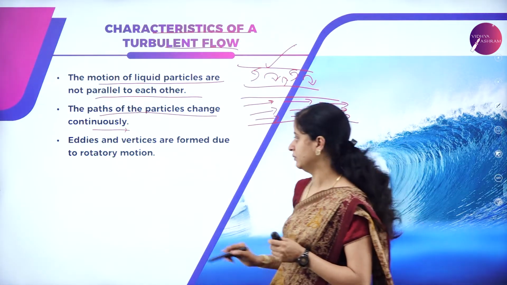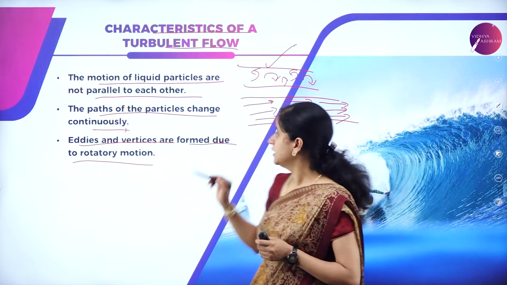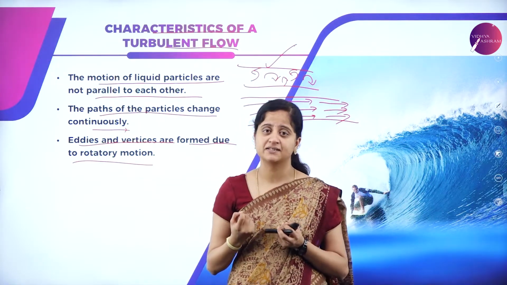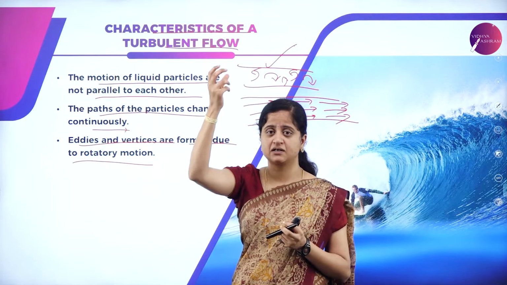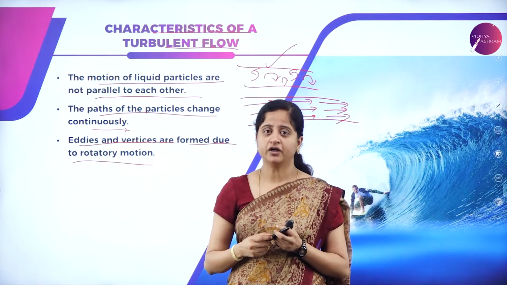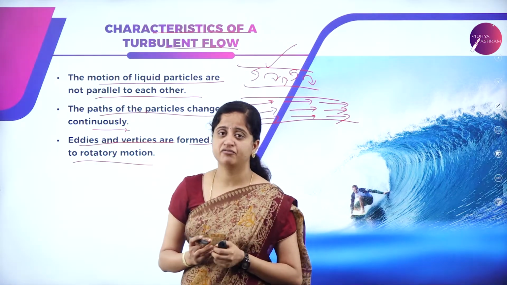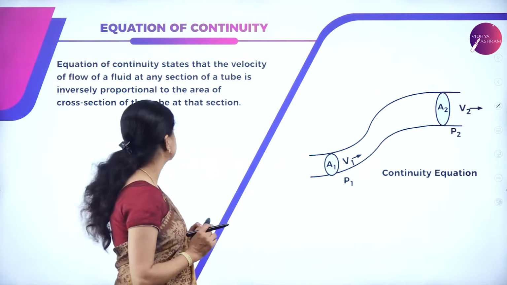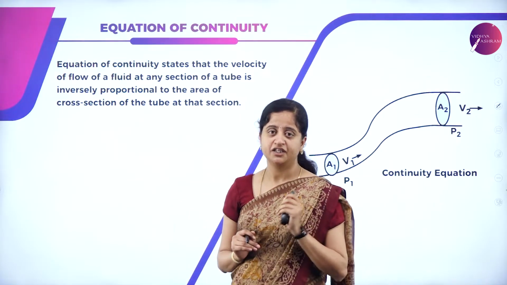the turbulent flow. Eddies and vortices are formed due to the rotatory motion. Because of this rotatory motion of the particles, we can observe the eddies and vortices, which means not a smooth flow. We can all observe this in forcefully flowing water. We can also observe the formation of these eddies and vortices. They can form due to this rotatory motion of fluid particles. So these are the major differences between streamline flow and turbulent flow.